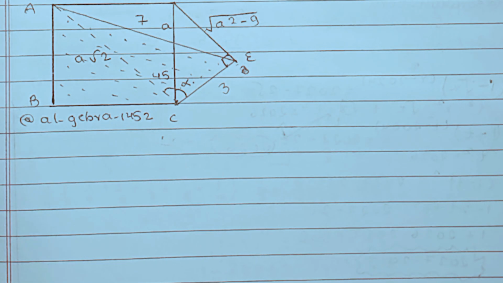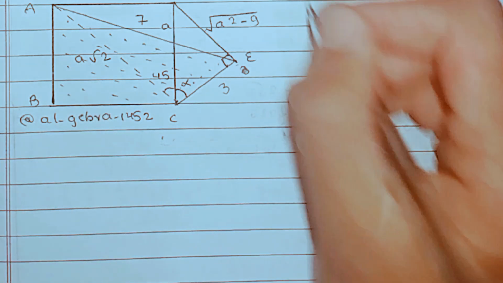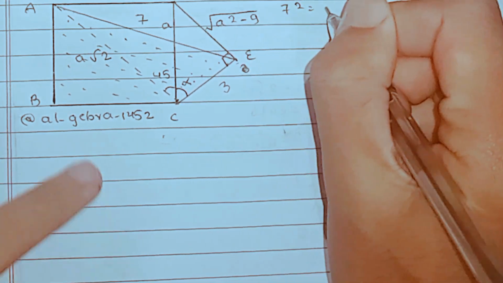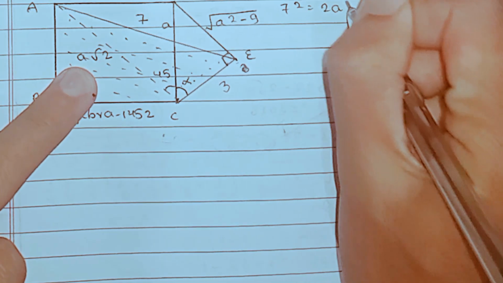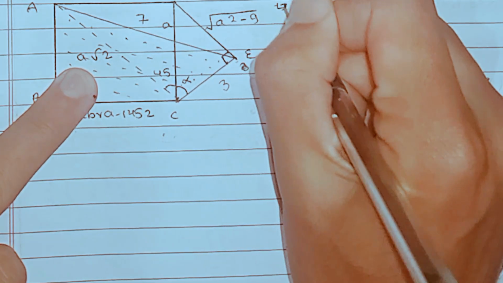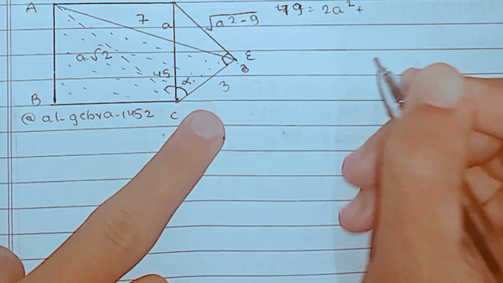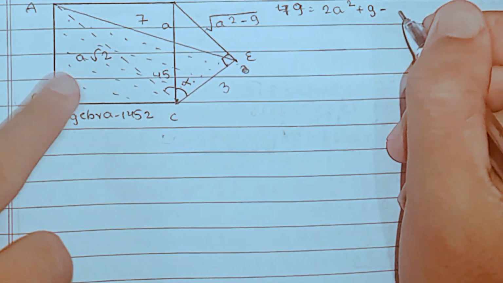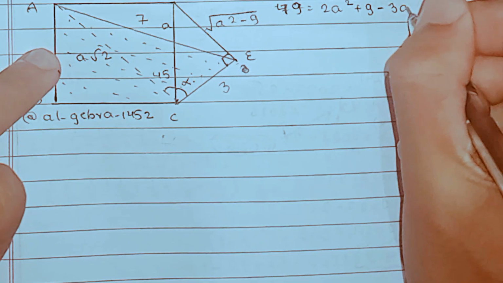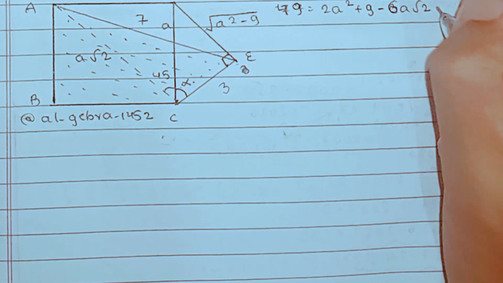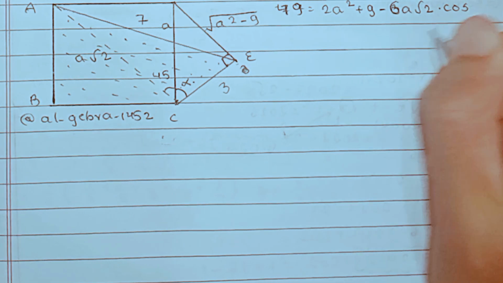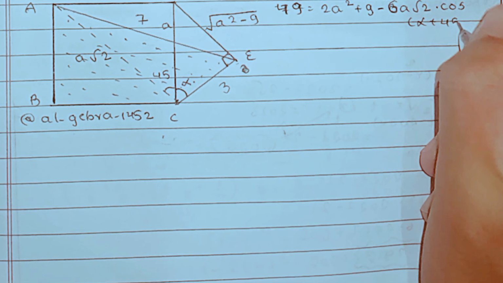Now we'll use cosine law in triangle ACE. So using cosine law in triangle ACE, we get 7 square is equal to a root 2 whole square, that is 2a square, plus 3 square, that is 9, minus the multiple of these two, that is 3a root 2 into 2, that is 6a root 2, and finally the cos of alpha plus 45 degrees.